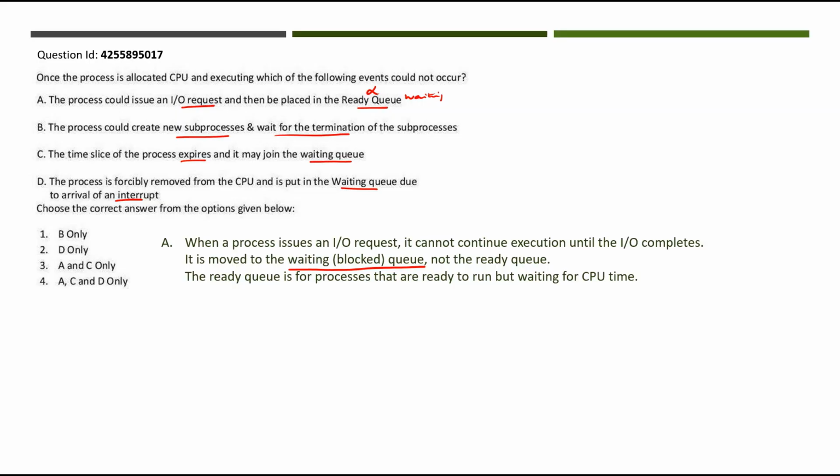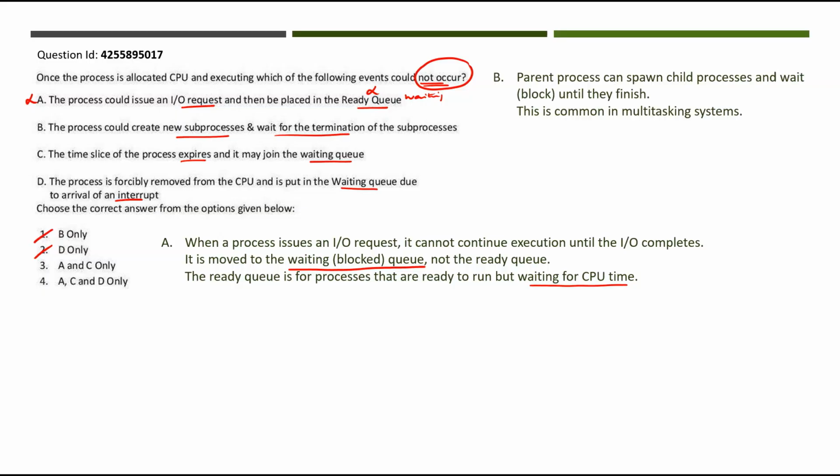The ready queue is for processes that are ready to run but waiting for the CPU time. Only when it needs time from the CPU, it will be pushed to the ready queue. So this statement is giving a clue for another statement here. From this we can say that A is definitely wrong, and here they are asking which cannot occur. So A cannot occur. Any option that does not include A can be ruled out. Always see what they are asking.